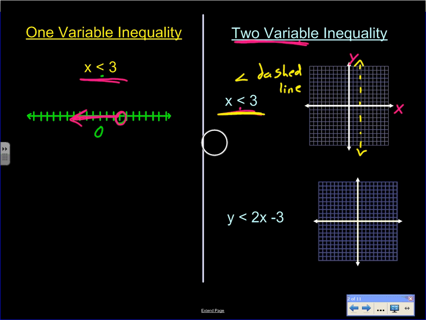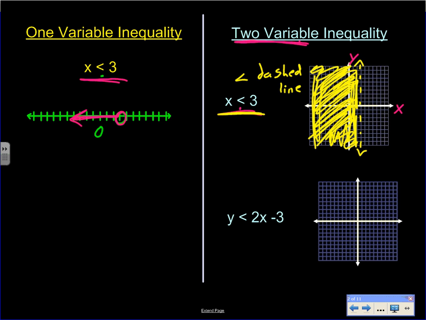All right, so now we have all that dealt with. Which values are going to be less than 3? Well, if we look here, this is 2, that's 1, 0, -1. All those values are less than 3. And so we will shade to the left of that line, to the left of that dashed line. And it should look something like that.